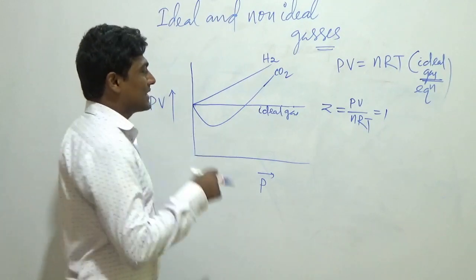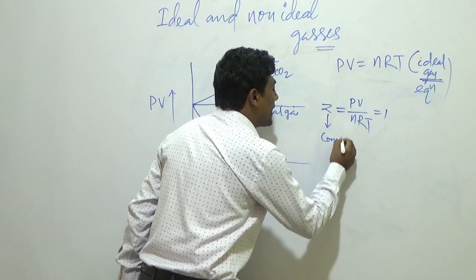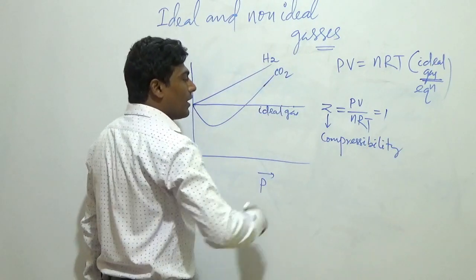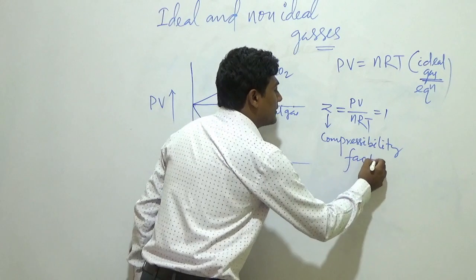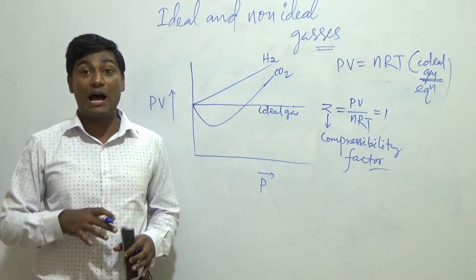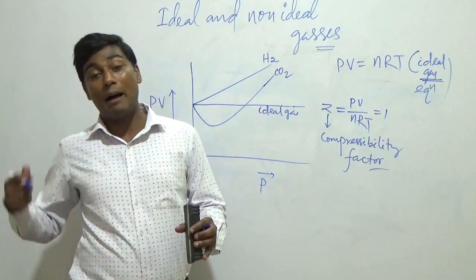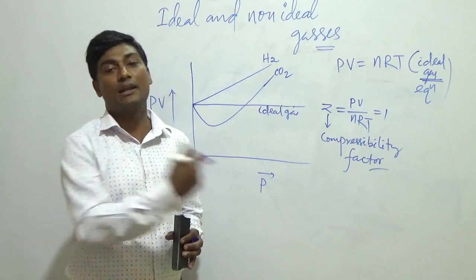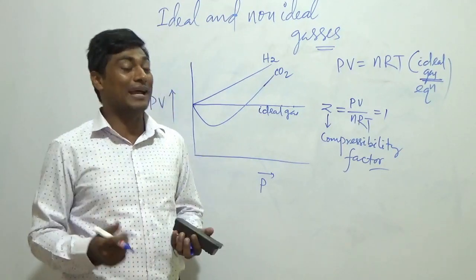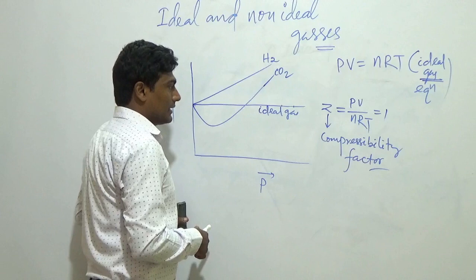Okay, so you see, since this is Z, we are calling it the compressibility factor. What does this actually mean? Compressibility factor means how compressible a gas is. That means if you apply pressure, high pressure, then a gas can be compressed, and a gas can be compressed to liquid at very high pressure. Do you get me? So this is the compressibility factor.